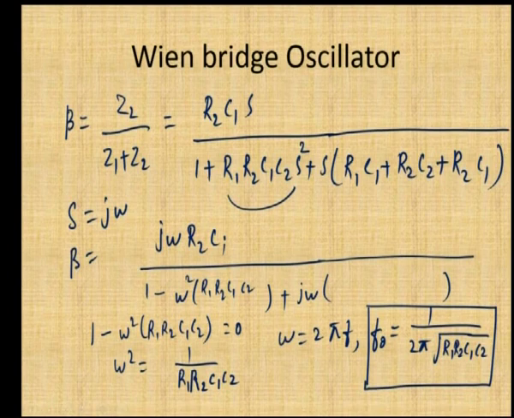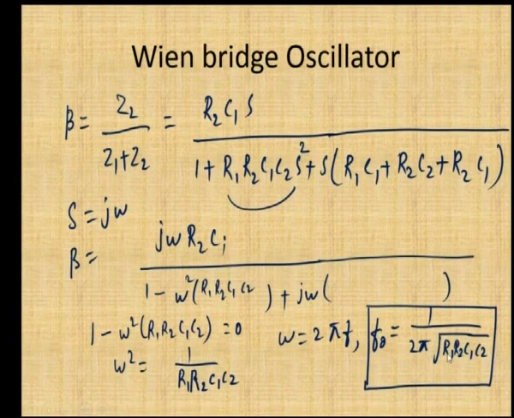So, the imaginary term is equated to 0 here. The real term from this beta equation is 1 minus omega squared R1 R2 C1 C2, that is equal to 0, and from this we can easily calculate the frequency of oscillation. We know that omega is equal to 2 pi f. If you substitute this, you will get f naught equal to 1 by 2 pi root of R1 R2 C1 C2.